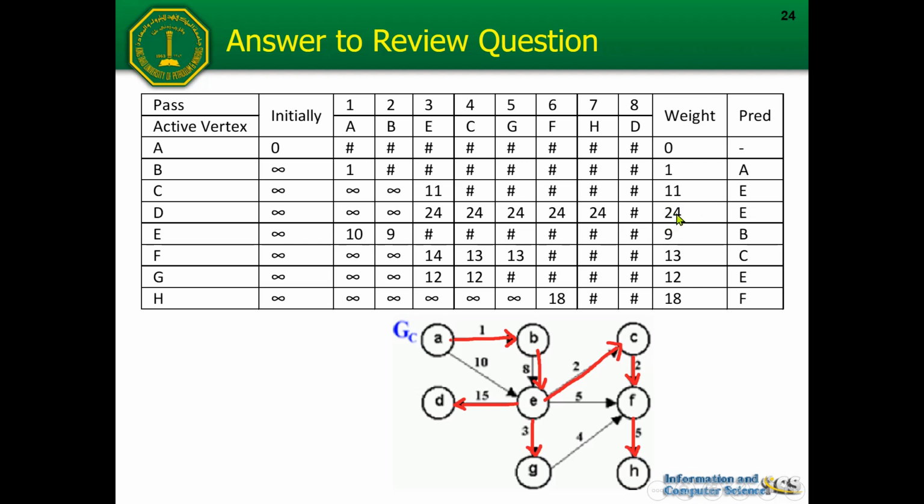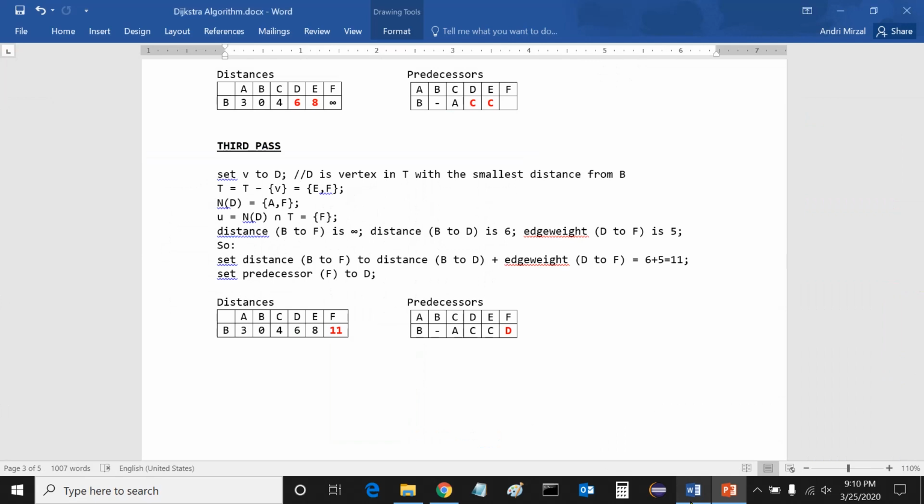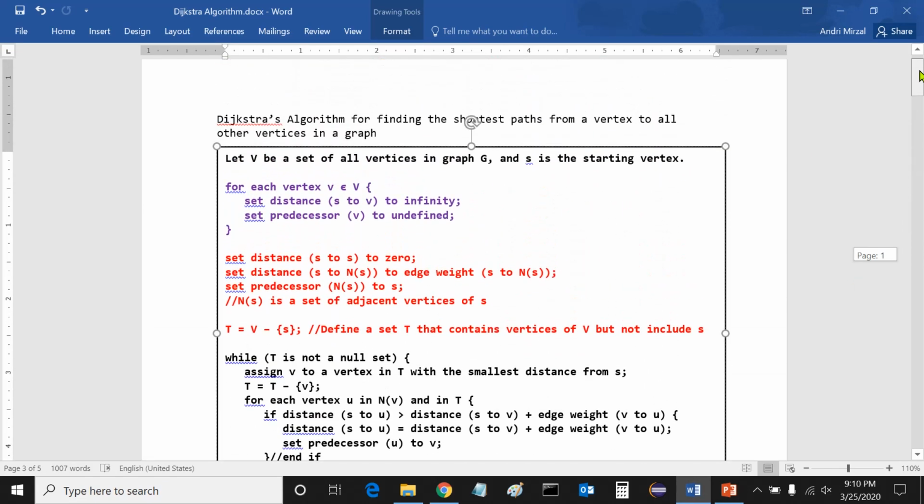Okay, something like that, everyone. So that is the answer for this review question. If you still don't understand how to find the shortest path by using the Dijkstra algorithm, you need to do some exercises. And also, if you are really interested in the algorithm analysis, you can always read this note. I think this is a good note.